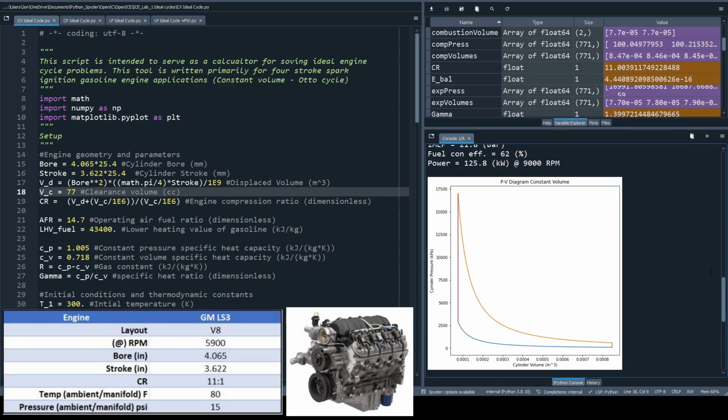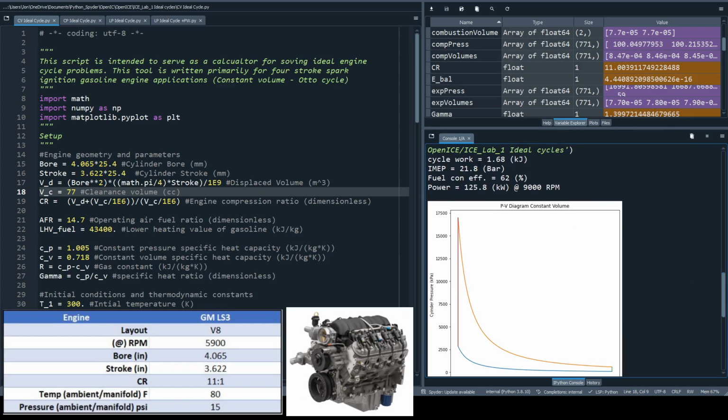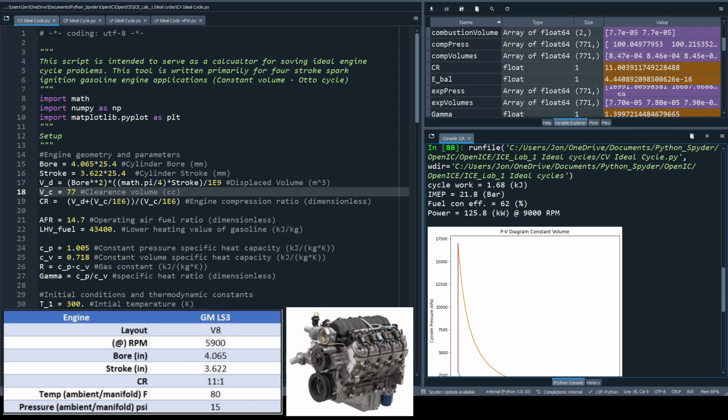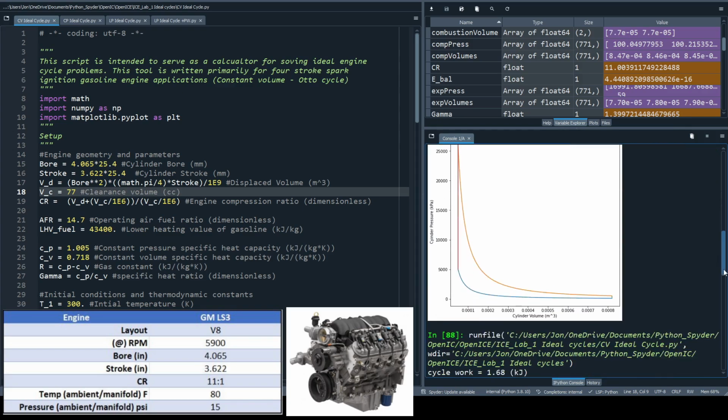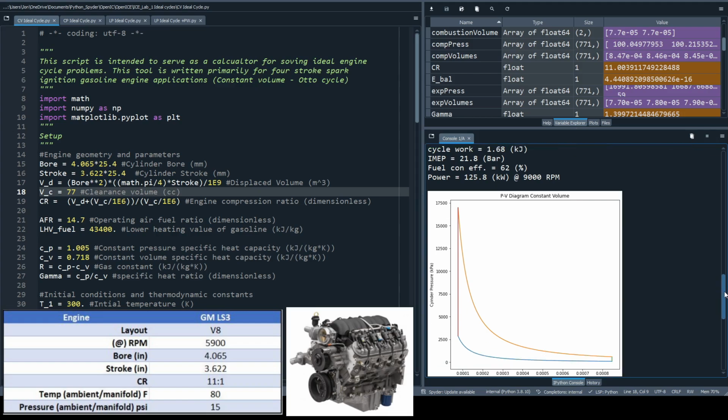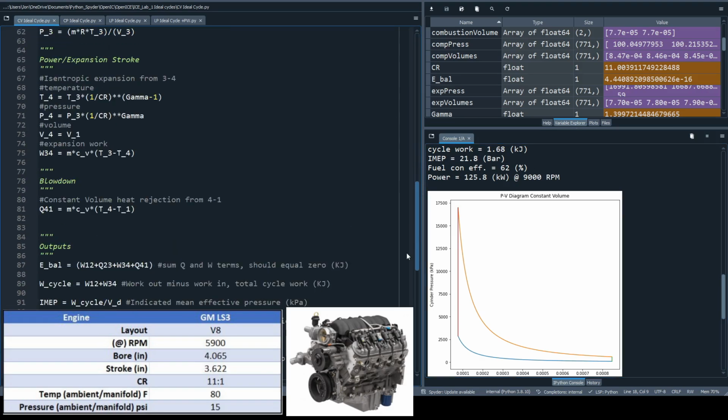You can see over here in the variables, and we can see we are at about 1.7 kilojoules for cycle work. So you can compare that to 1.09. We're still at 62% efficiency, so that's going to stay the same, and our BMEP should also be relatively the same. So this is basically assuming the same combustion event, just with a larger displacement. So more fuel, more air, more power pulled out in each cycle, or I should say more work pulled out in each cycle. Our power is up at 125, but that's not quite reasonable for a Chevy LS.